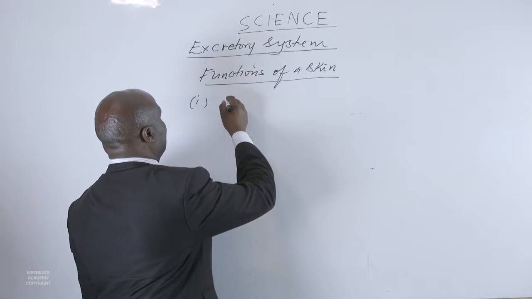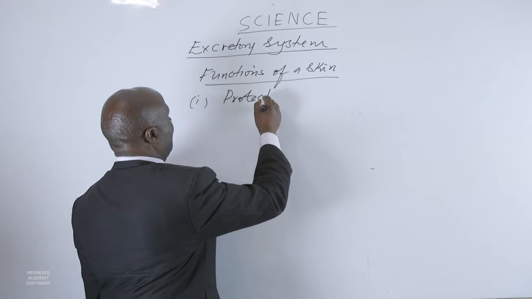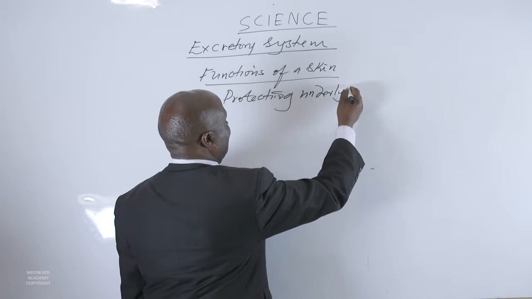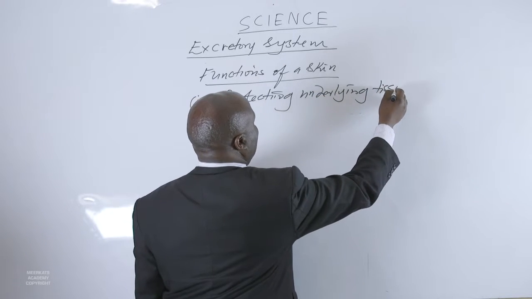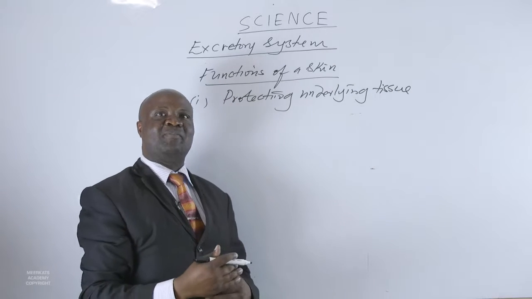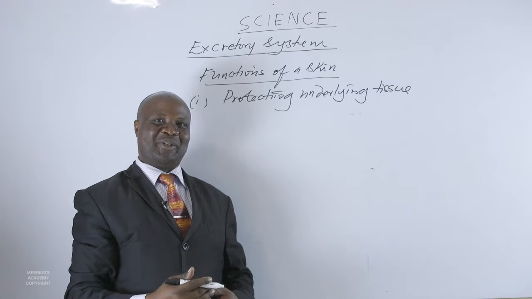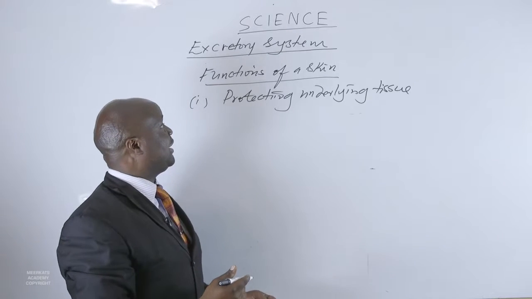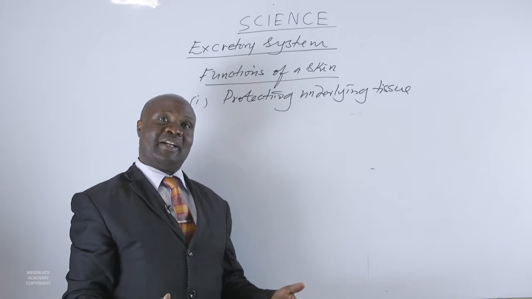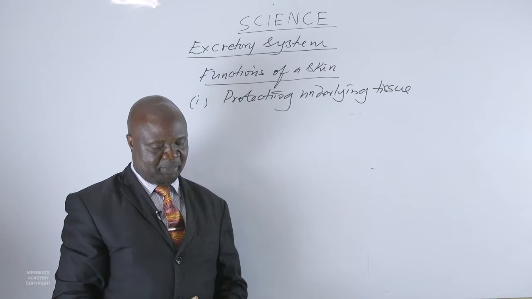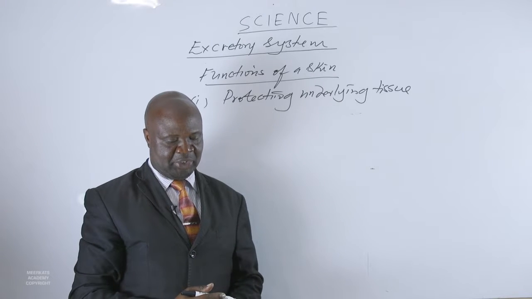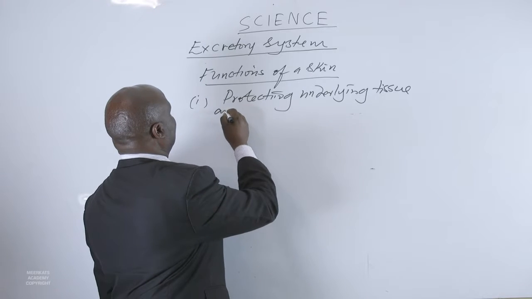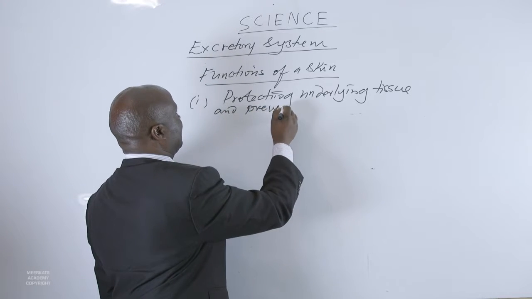So, one, protecting. They protect underlying tissues within the skin. The skin protects a lot of tissues, whether we talk of the nerves within the skin and so forth. So we're saying protecting the underlying tissues, even where the blood is flowing, and also preventing germs from entering the body.